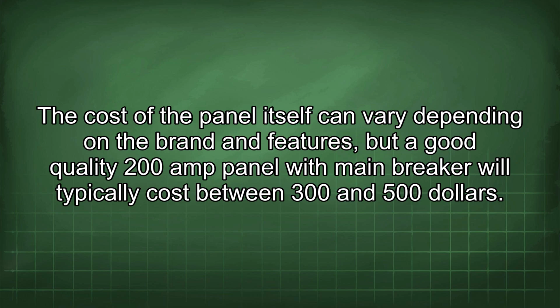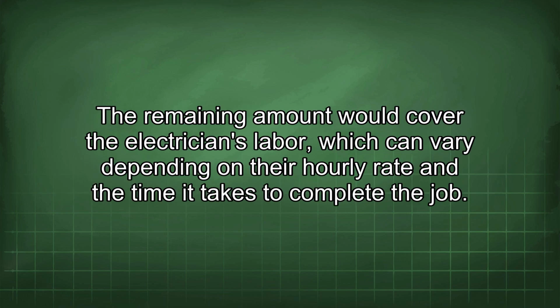The cost of the panel itself can vary depending on the brand and features, but a good quality 200 amp panel with main breaker will typically cost between $300 and $500. The remaining amount would cover the electrician's labor, which can vary depending on their hourly rate and the time it takes to complete the job.